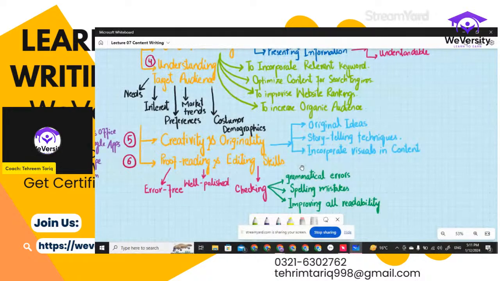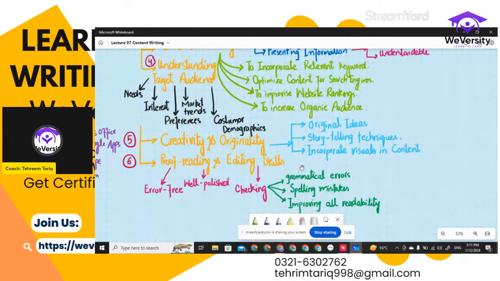Then you must have a storytelling technique. This is a very common technique that you can use in order to attract and grab the attention of your targeted audience. Then you must have a good knowledge of how to incorporate visuals in your content, so that your audience may seek interest in your lectures, in your content, in all the blogs and all the articles that you are providing to them. So they may get interested in your content if you have the skill of creativity and originality.